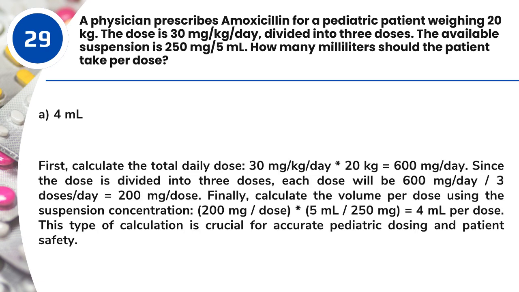Answer: A. 4 milliliters. First, calculate the total daily dose. 30 milligrams per kilogram per day times 20 kilograms equals 600 milligrams per day. Since the dose is divided into 3 doses, each dose will be 600 milligrams per day divided by 3 doses per day, which equals 200 milligrams per dose. Finally, calculate the volume per dose using the suspension concentration: 200 mg per dose times 5 mL per 250 milligrams equals 4 milliliters per dose. This type of calculation is crucial for accurate pediatric dosing and patient safety.